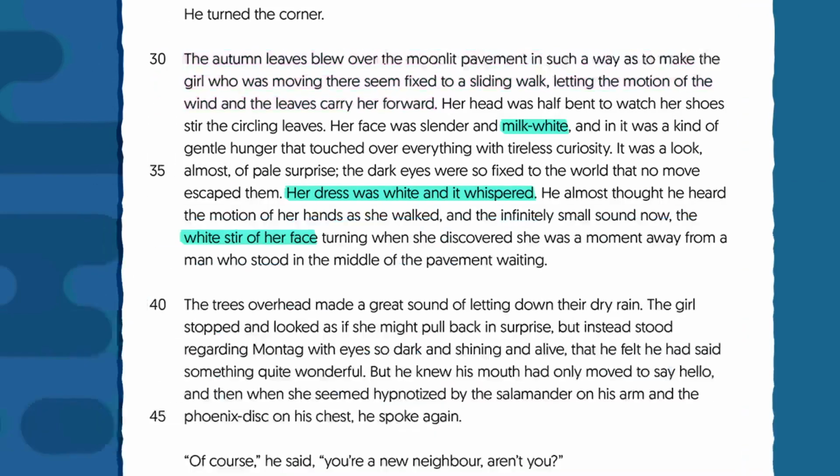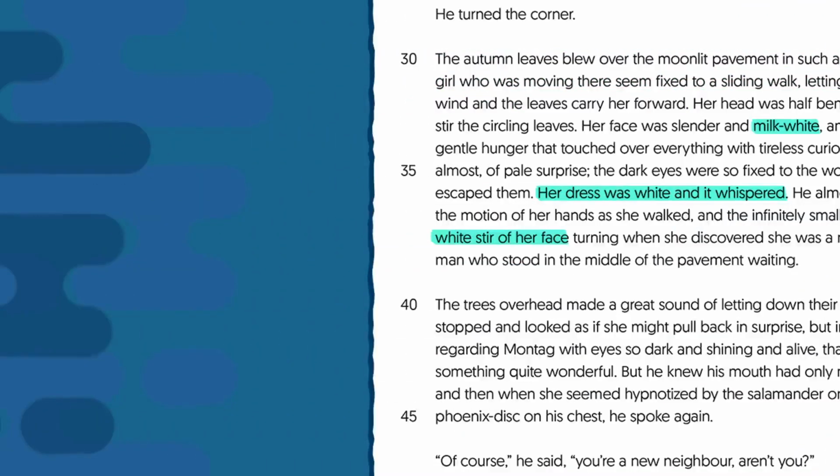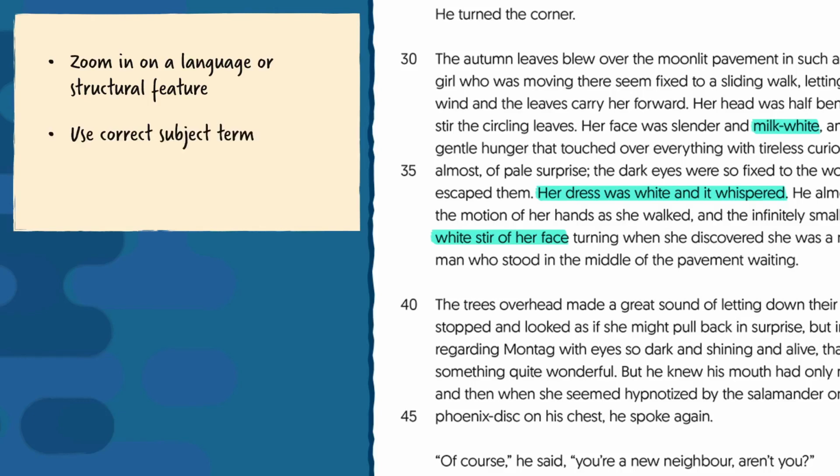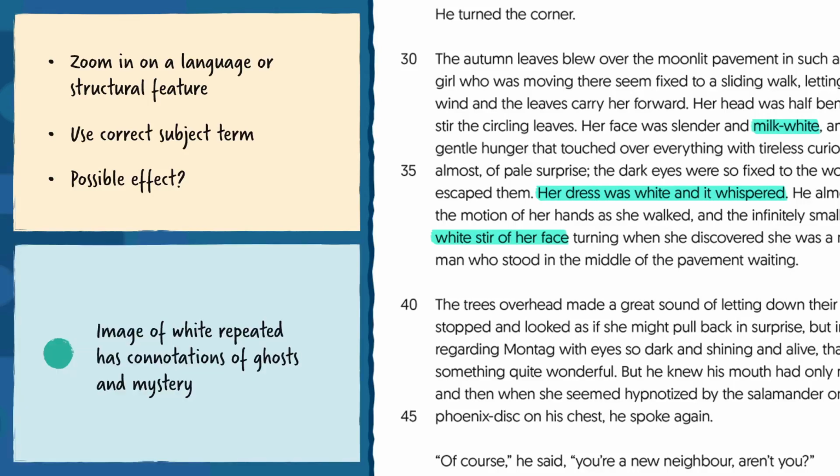So once you've had a careful look for any inferences you can draw from the text, you can then zoom in on a key language or structural feature in each of your chosen sections. Make a note of what those features are. In other words, give them their correct name using the correct subject term. Then jot down what the possible effect might be. This is the most important part. Here, Student A has highlighted the repeated use of the word white and linked it to the idea of ghosts.